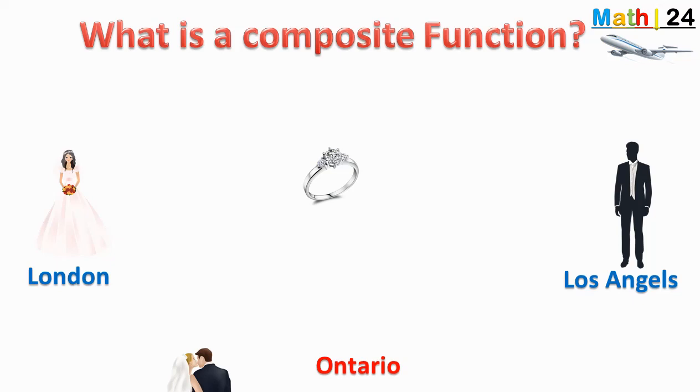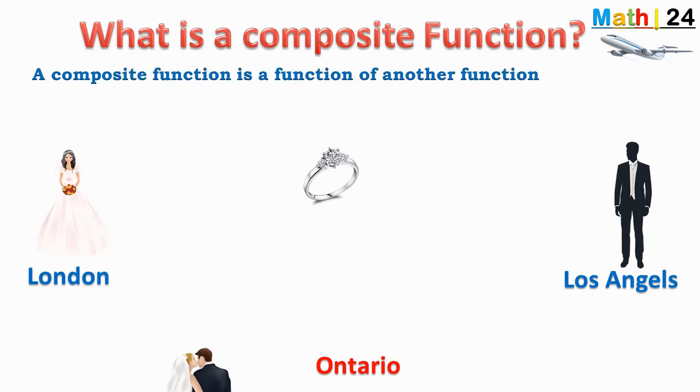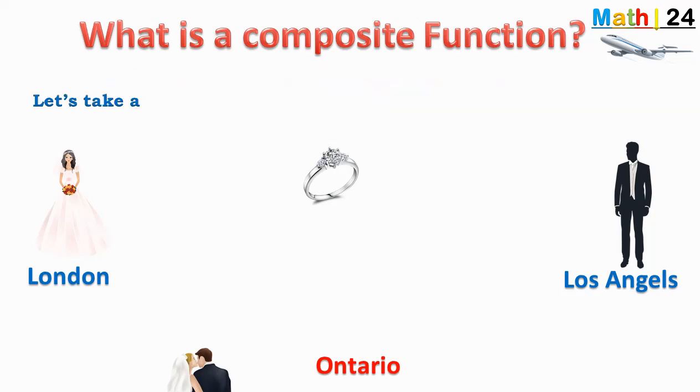We will start by looking at what is a composite function. A composite function is defined as a function of another function. A composite function is a function that depends on another function. Let's take this funny example.